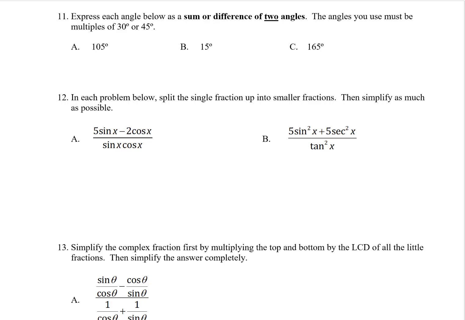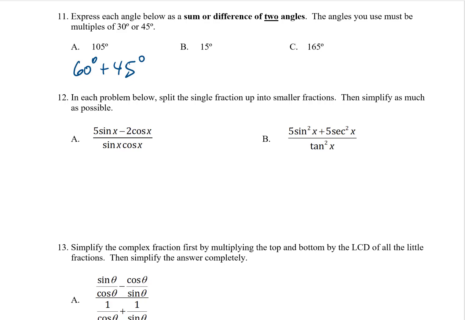Problem number 11. We want to take each of these angles and write it as a sum or difference of two other angles, and we have to use some of our nice angles, our multiples of 30 or 45. Let's see, 105. I could do that as 60 plus 45. Those are two of our nice angles. They add up to be 105 degrees.